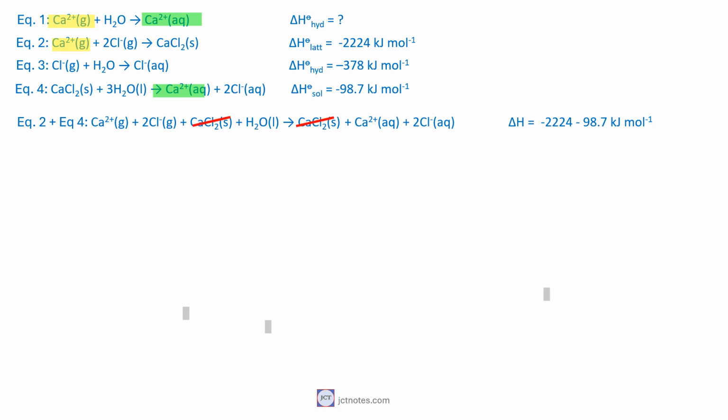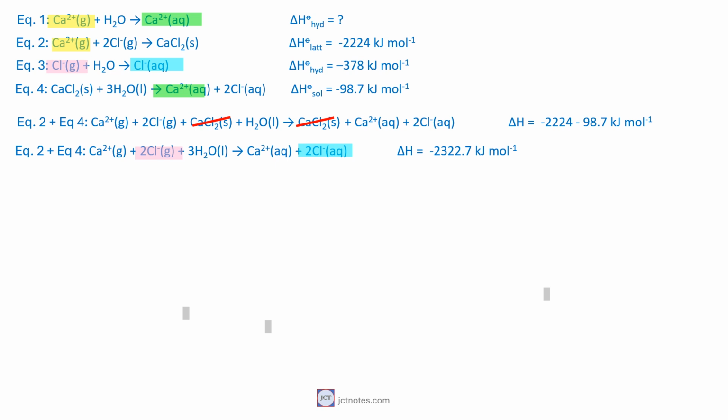and calculate the enthalpy. If we compare the result obtained with equation 1, we can see that we need to remove the chlorine ions, either in aqueous form and as gas. These ions appear in equation 3. The chlorine ion as gas appears as reactant in equation 3 and in equation 2 plus 4, and the aqueous chlorine appears as product in both equations.